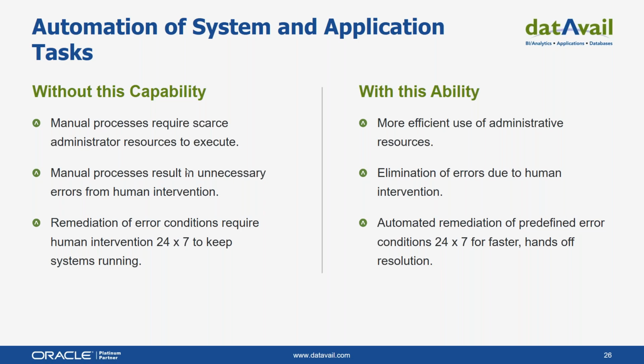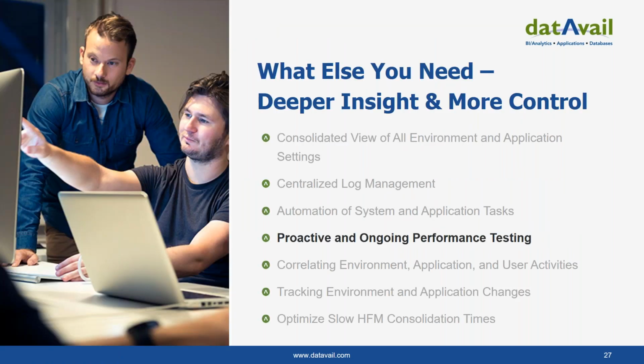And then automated remediation of predefined error conditions 24/7 can provide faster hands-off resolution. So if a certain thing happens, say we get a slowdown in financial reports, and every time what ends up happening is the service needs to be restarted. Well, if you can define that, then you can actually have that automation kick in, remediate the error, check that it was remediated properly, and then notify the end users that it was done. So that's automating system and application tasks.